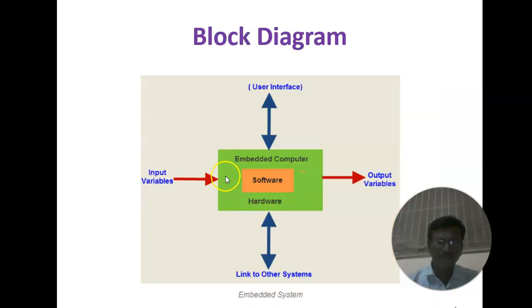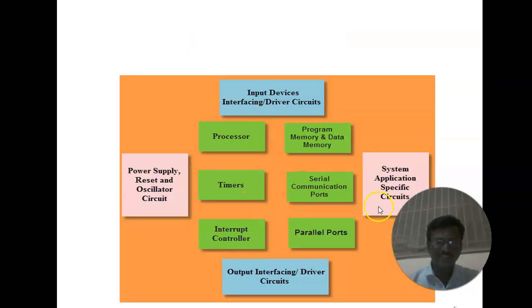So these are the main building blocks inside of this embedded system. Actually we have seen this block diagram. It contains the input variables and output variables. See here, these green blocks contain the embedded blocks. So these are the building blocks inside of the embedded hardware and software. For example, that block consists of the processor, program memory and data memory, serial communication ports, parallel ports, interrupt controller and timers. So these are the main building blocks.